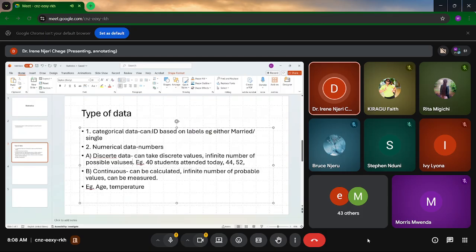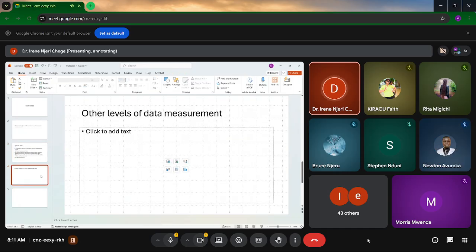So our data can either be categorical or numerical. Numerical data can be discrete data, or it can be continuous data. But we had also covered other levels of data measurement. The reason we're doing this is for you to know what kind of data you're analyzing. By knowing what kind of data you're analyzing, you're able to come up with hypotheses and test your hypotheses. We covered 4 levels of data measurement.